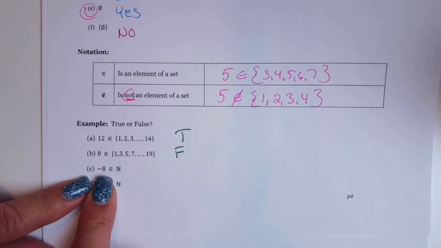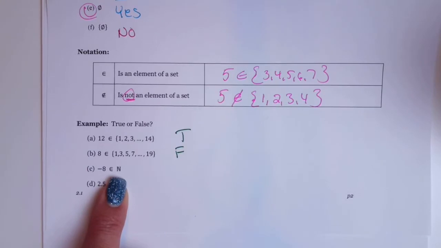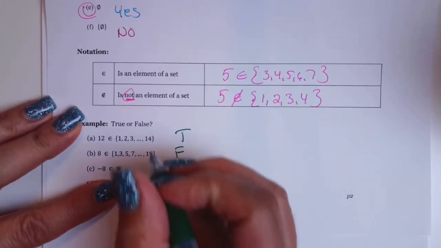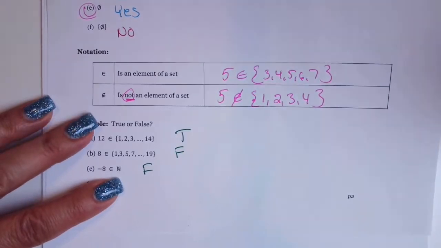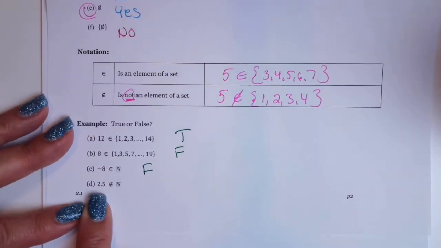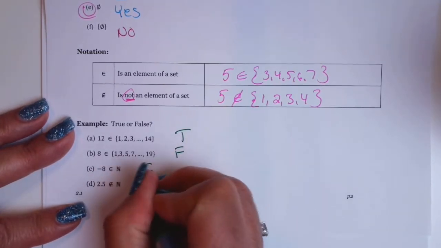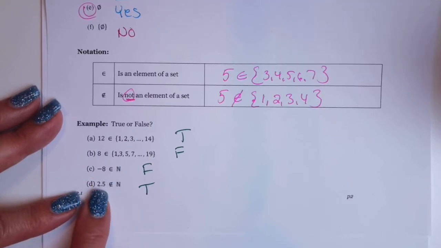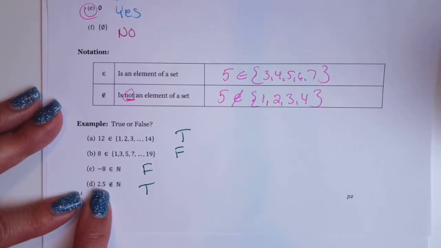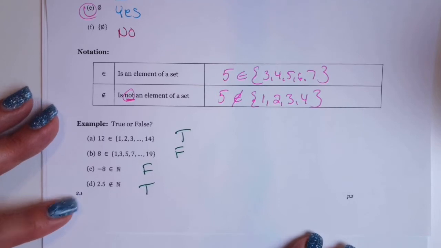Negative 8 is an element of natural numbers. Nope, it is not. Negative 8 is not a counting number. 2.5 is not an element of natural numbers. That is true. Remember, it's only the whole numbers that we're using: 2, 3, 4, and so on. So 2.5, when we have a decimal, that is not part of the natural numbers.